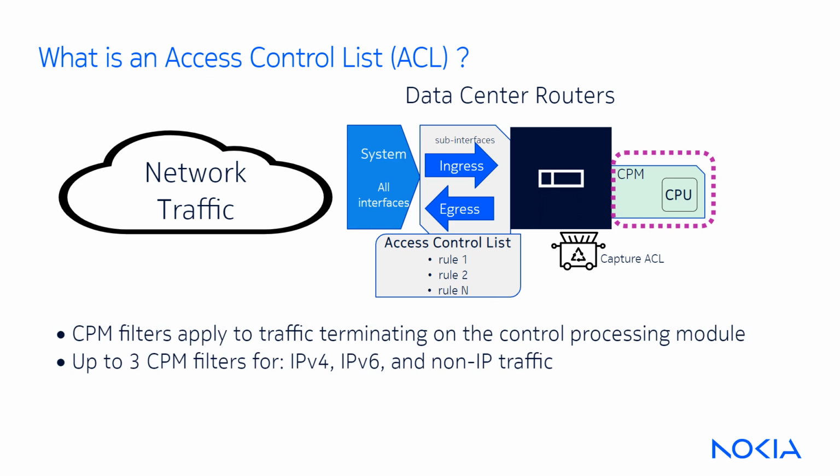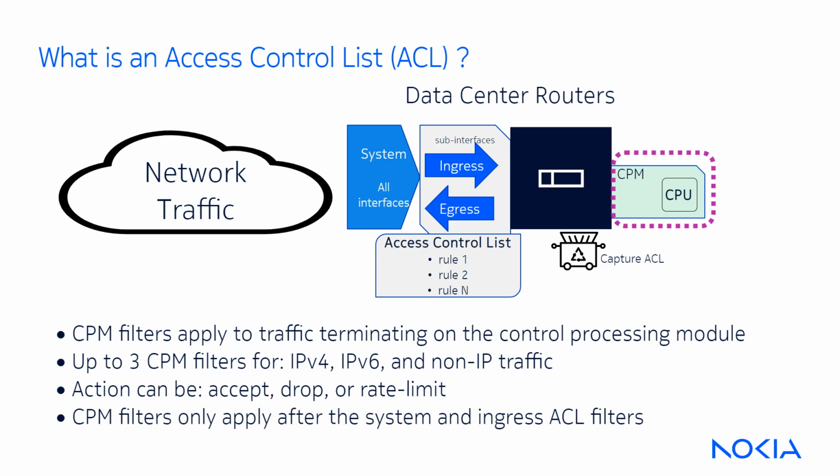Up to 3 CPM filters can be configured, one for IPv4, one for IPv6, and one for non-IP packets. Like an ACL, a CPM filter consists of multiple entries, each with a match criterion and an action to accept or drop packets. The CPM filter can also control the rate at which matching packets are received. This is typically used as a security mechanism against denial of service attacks.